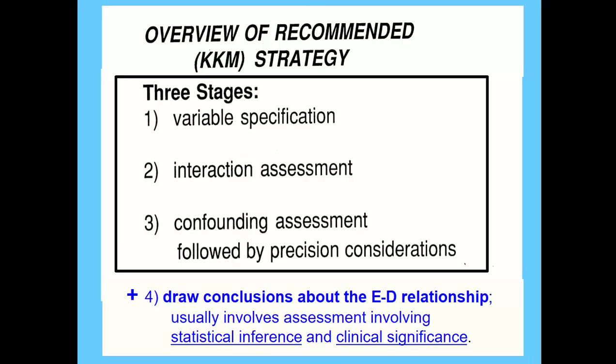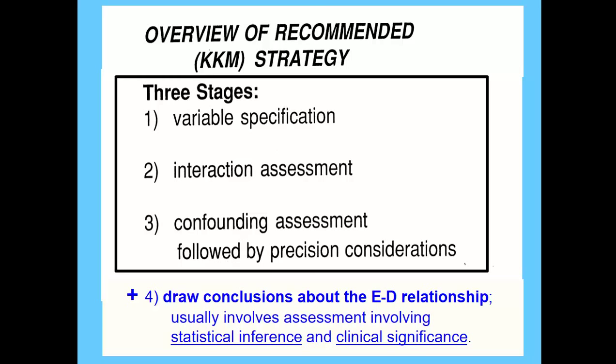And then the third issue is confounding, followed by or together with dealing with precision. Confounding is where you say, okay, I've assessed interaction. Let's say, for example, there's no interaction. That may happen, but it's more complicated if there is interaction. If there's no interaction, then you've got your exposure variable and the variables you wanted to control for, the V's, in the model, and you don't have any EV or EW variables in the model.